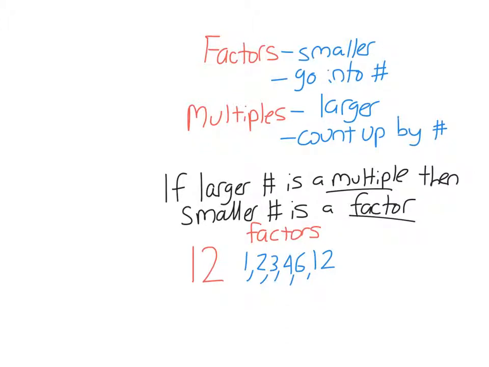So then we go to the next number. We've already got 4 in our list. What about 5? Well, 5 doesn't go into 12 because if you do 12 divided by 5, you don't get a whole number. In other words, if you count up by 5s, you won't get 12. You'll go 5, 10, 15. You'll skip 12. 5 is not a factor of 12. The next number, 6, is already in our list, so we can stop. These are all the factors of 12.